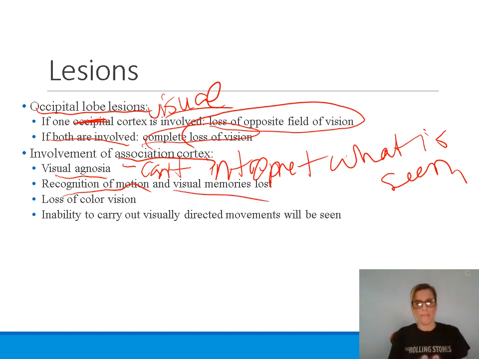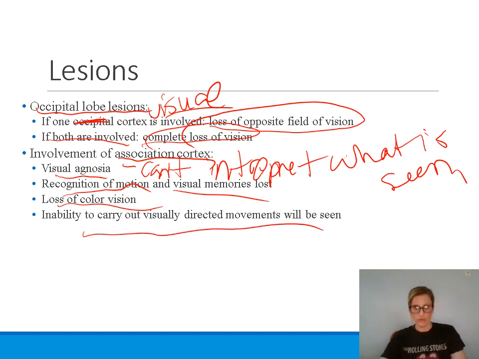Also lose visual memories. So, you know, if there's a painting that you love, you lose the memory of that, or things that you can picture. There are memories where you can just picture what was happening at that time. Those are visual memories. And remember, long-term memories are stored in all different areas of the cortex. So visual memories, it makes sense, are stored in the visual association area. There's also a loss of color vision because the appreciation of color is in the association area, and then an inability to carry out visually directed movements.